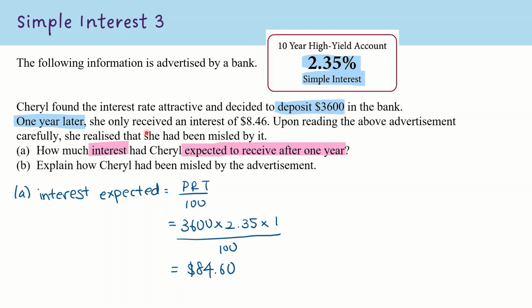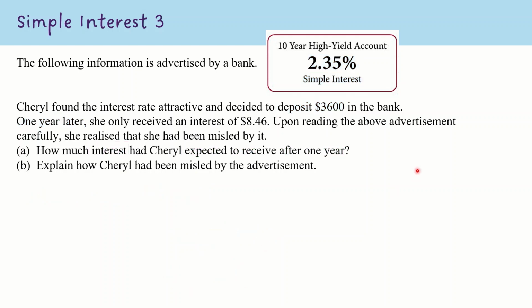However, in the question, it did also mention that she only received $8.46. This leads us to part B of the question, which asks, explain how Cheryl had been misled by the advertisement. So let's go back to the advertisement to understand what exactly is misleading over here, and why is there this disparity between what she had really received and what she thought she would receive. Okay, so with that as the focus and the objective, let's just highlight.